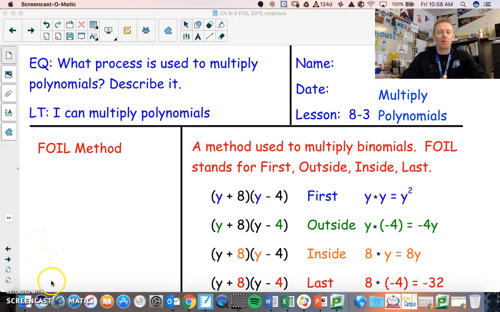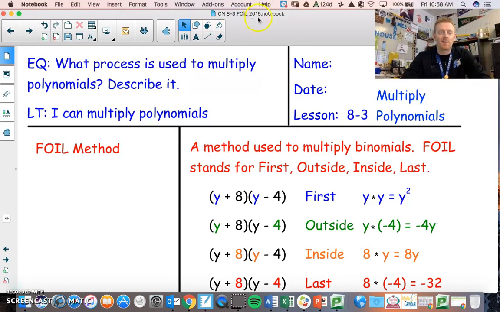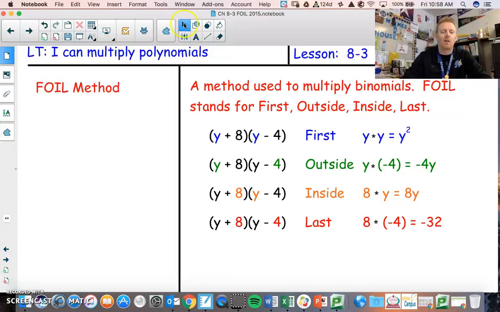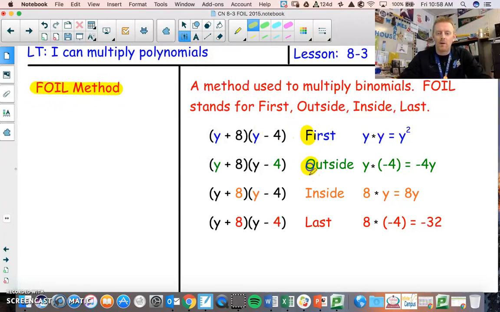Welcome to 8.3. 8.3 is talking about multiplying polynomials again. This time we're talking about not just multiplying by a monomial, but other scenarios such as a binomial times a binomial. And there's a specific process for that exact situation. It's called the FOIL method. So the FOIL method is described right here for you. What it stands for is FOIL stands for the firsts, the outers, the insides, and the lasts.